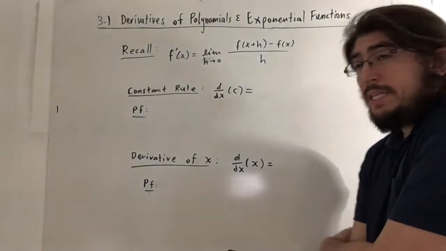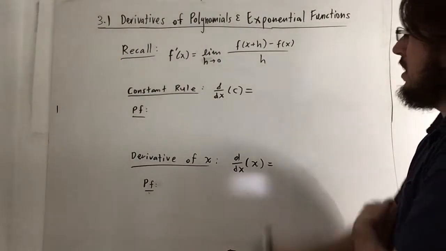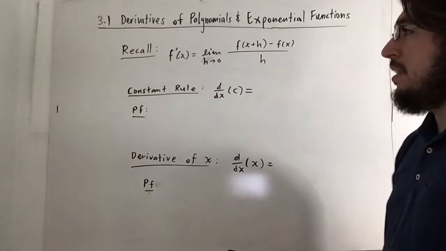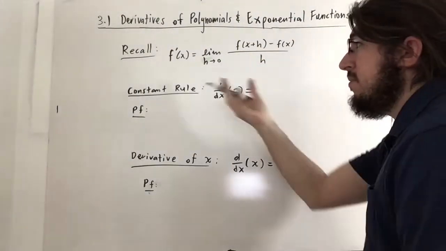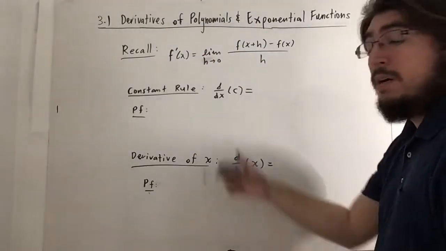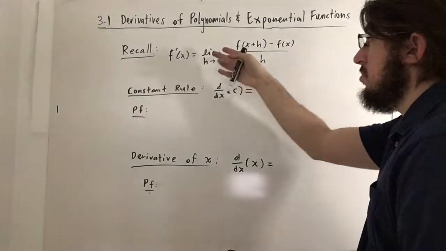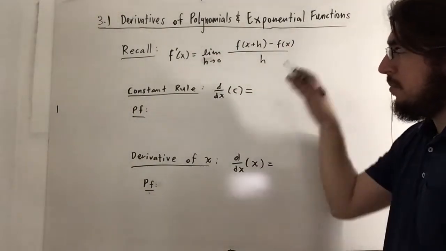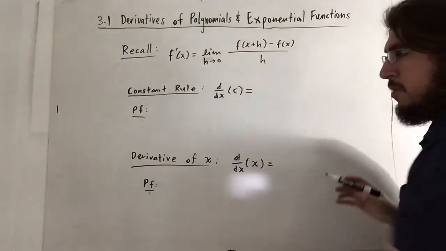Hi everyone, so this is 3.1, derivatives of polynomials and exponential functions. And the first one we want to recall is the derivative definition, which says that f prime of x is equal to this limit.